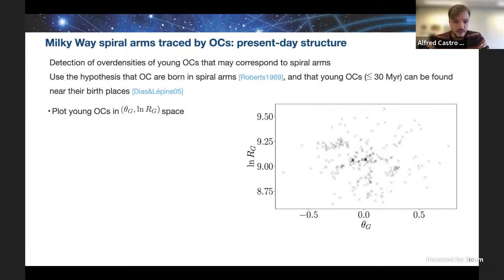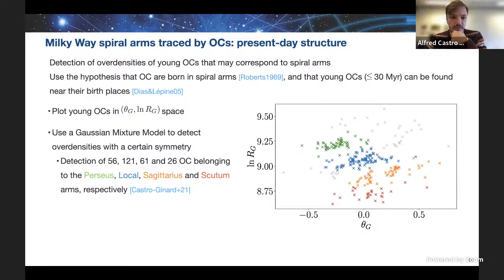So basically, we plot this distribution of the clusters in this space, galactic azimuth and the logarithm of galactic radius, where we see these over densities following more or less straight lines that correspond to log periodic spiral arms. We detected these over densities using a Gaussian mixture model, allowing for certain symmetry of the over densities. Not Gaussian, but elongated in these directions, and they represent the log periodic spiral arms.